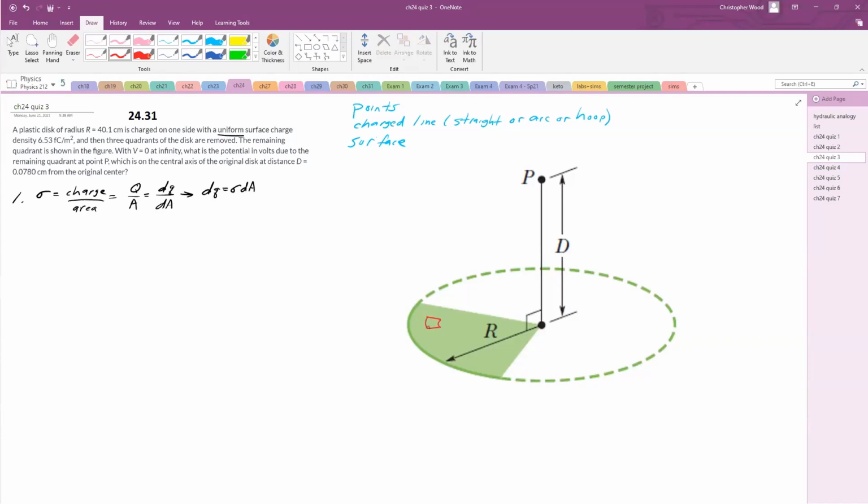Good enough. All right. What's the name of this charge? The name of this charge is dq. What's the size of this charge? It's dA. The size is dA. What's the location of this charge? It's right here. It's little r.